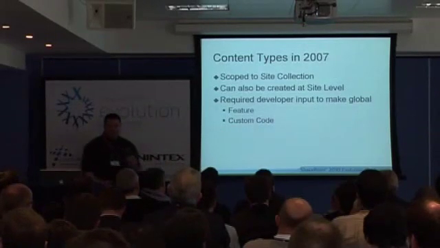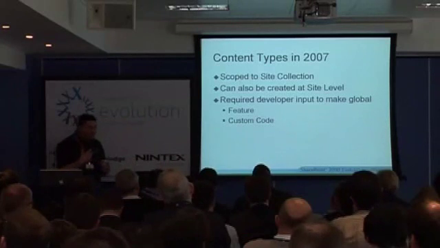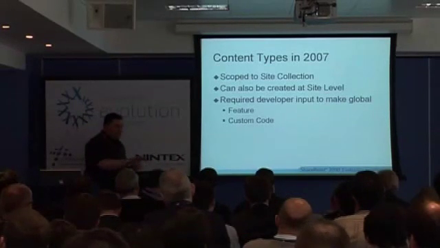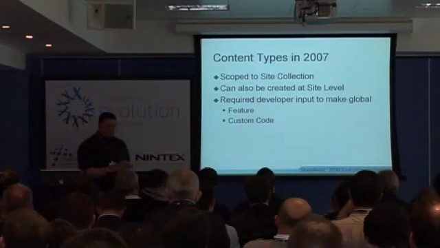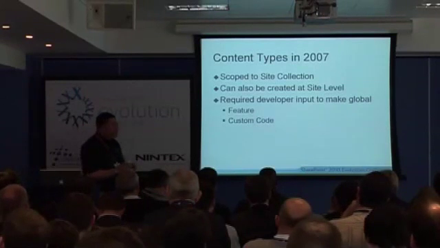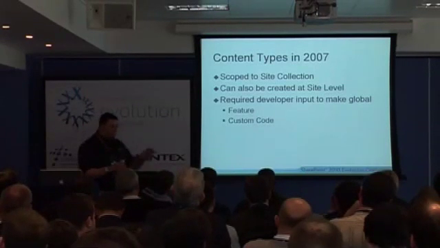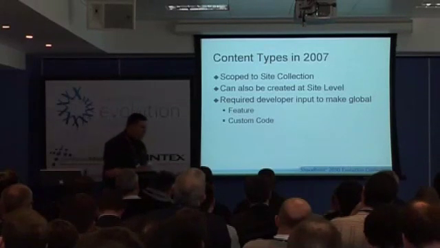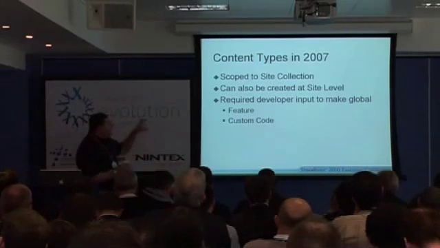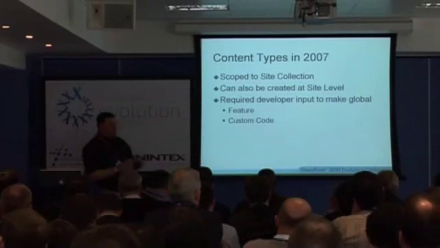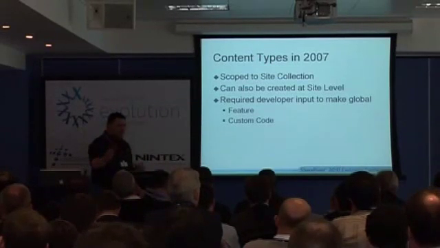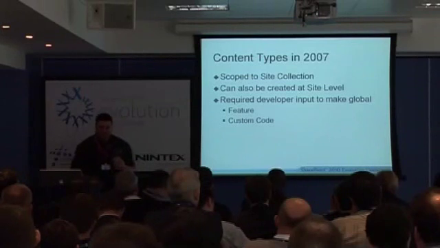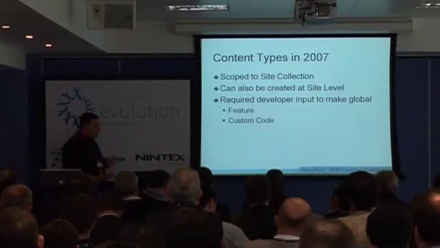So in 2007, content types were scoped around the site collection. I created a content type. That content type is available in all sites, in all lists, in all libraries that are compatible within that site collection. But if I want to use that content type outside of that site collection, I've got two options.